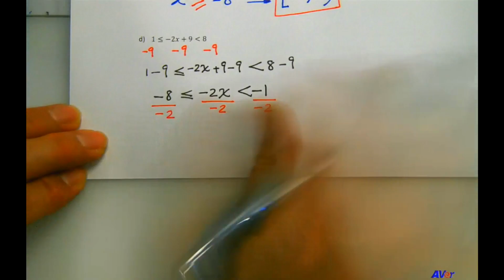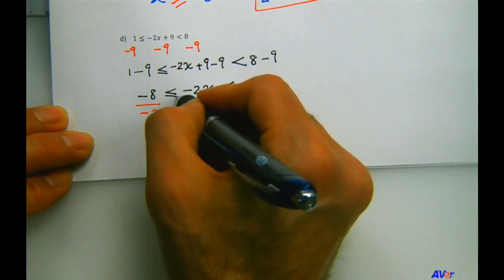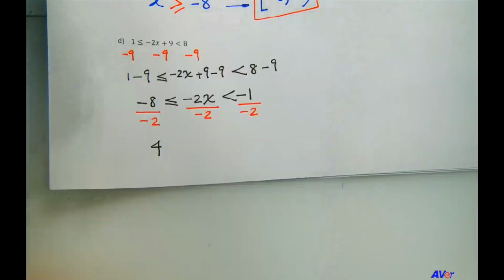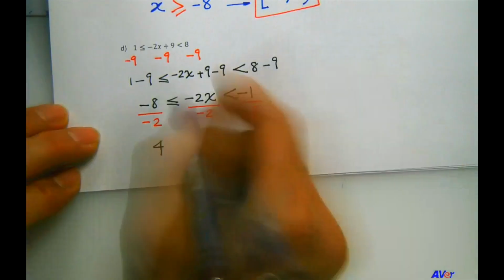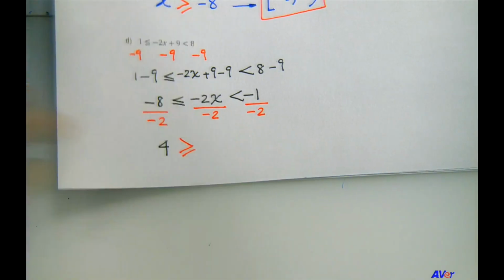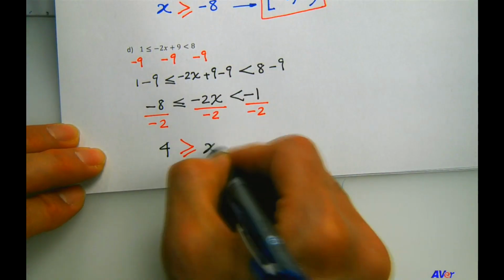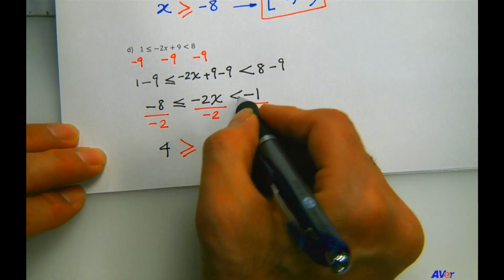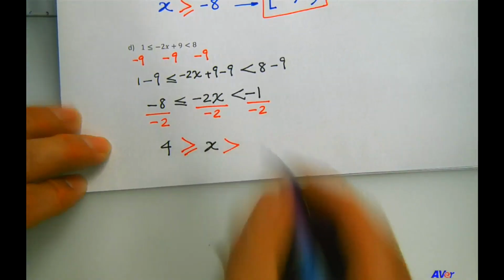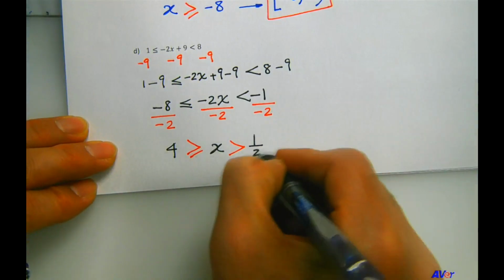so what happens here? On the left, we have positive 4. What happens here? We're dividing by a negative number, just like the previous example. So this inequality will change to its opposite, like that. In the middle, we'll end up with positive x, like that. This inequality will also change direction to its opposite, like that. And we end up with positive 1/2.